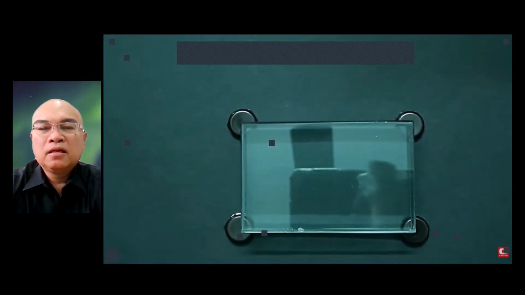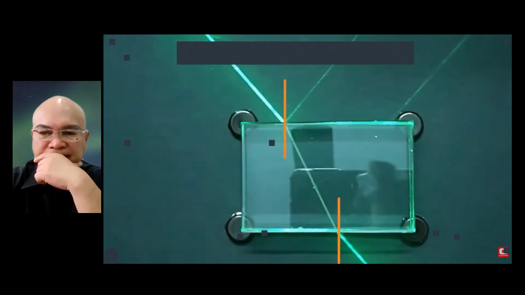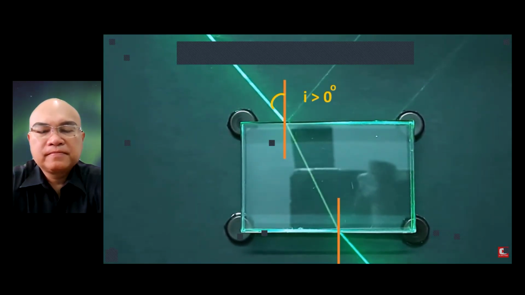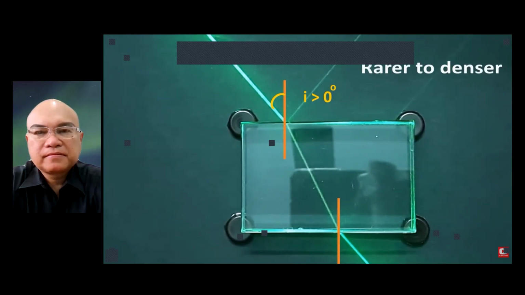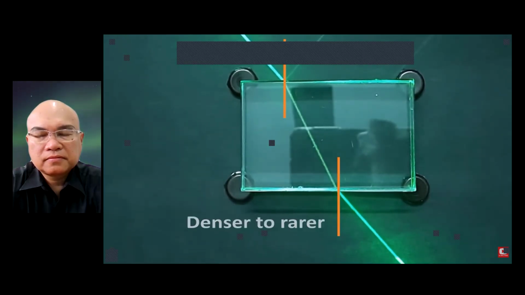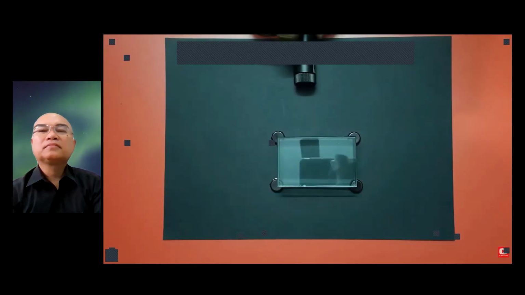As we increase the angle of incidence of the laser beam, that is, any value other than 0, it bends. Here in this case, it bends towards the normal as it travels from a rarer medium, air, to a denser medium, glass. When light comes out of the glass slab, the opposite happens. Light bends away from the normal. This happens because light is traveling from a denser medium, glass, to a rarer medium, air.